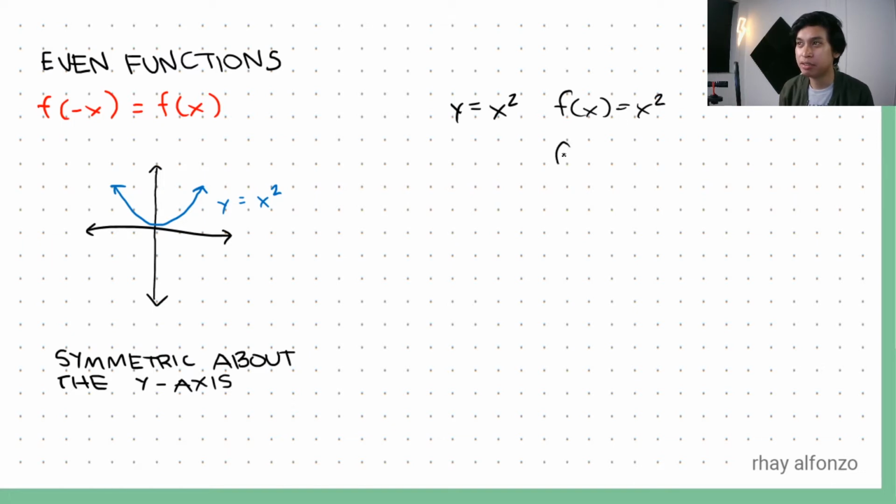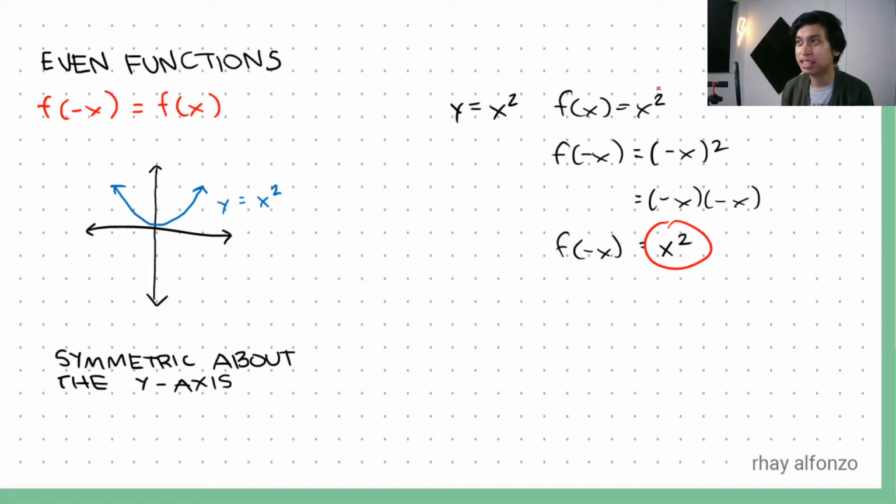Next, we have to find f of negative x. So what we have to do, we just replace x with negative x, giving us negative x squared. This can be rewritten as negative x times negative x, and negative times negative is equal to positive. Therefore, we still end up with x squared. So f of negative x is equal to x squared, and f of x is equal to x squared as well. Therefore, we can say that y is equal to x squared is an even function.